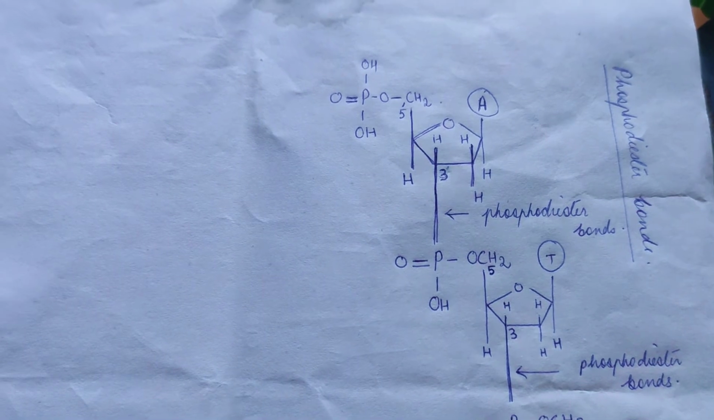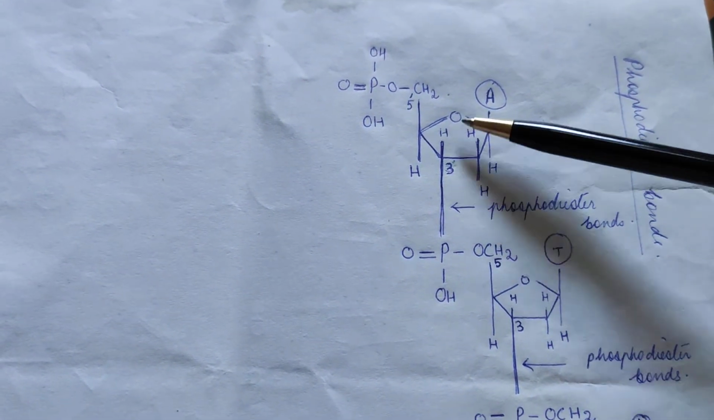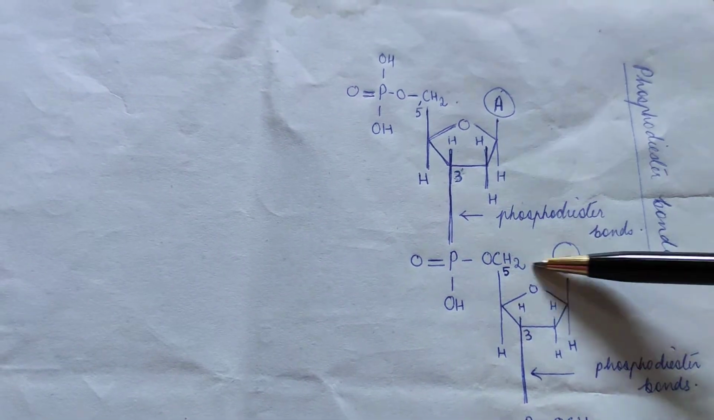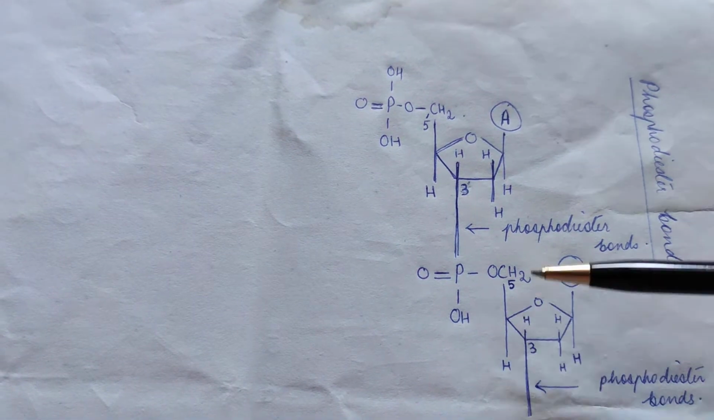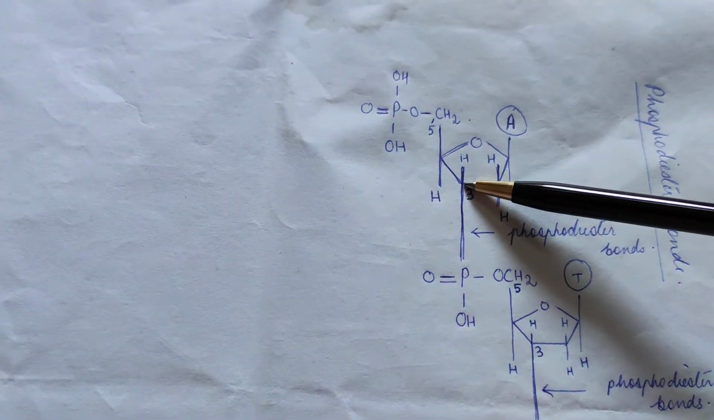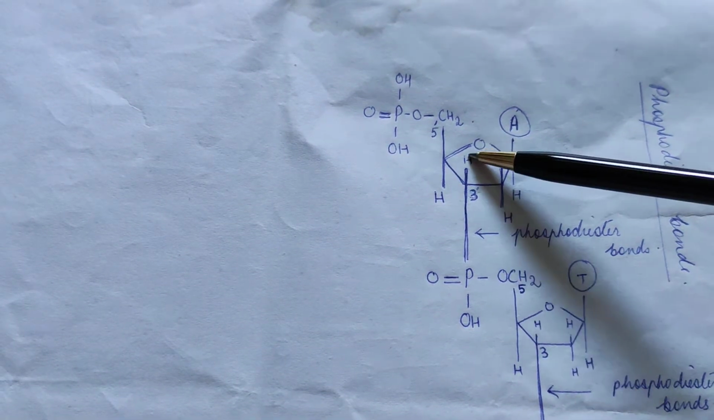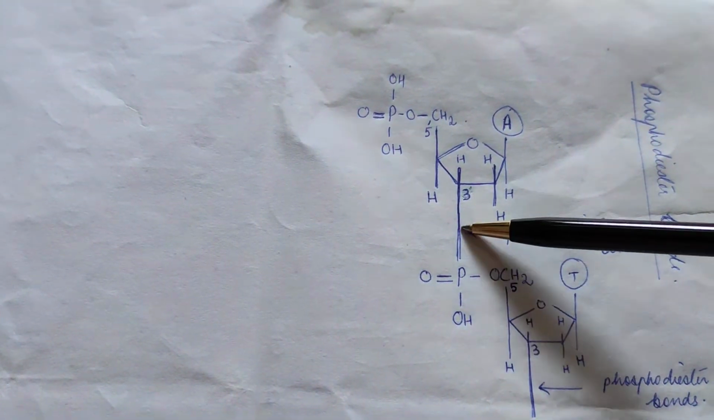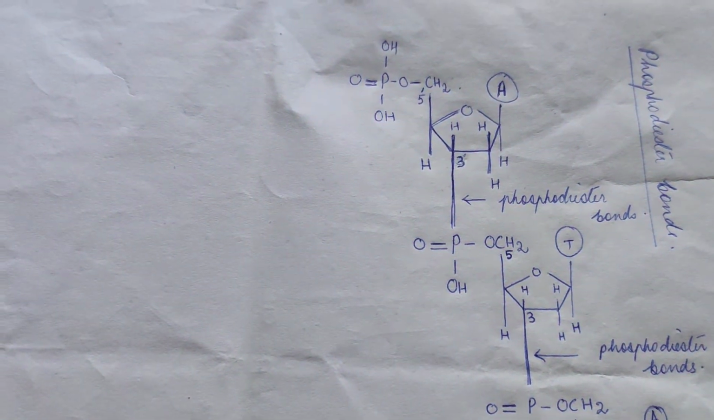Several nucleotides combine to form a polynucleotide chain. So this is one nucleotide, this is another nucleotide, and they are bonded with each other at carbon atom 3 and here carbon atom 5. You can see the bond. The bond which is formed is known as a phosphodiester bond.